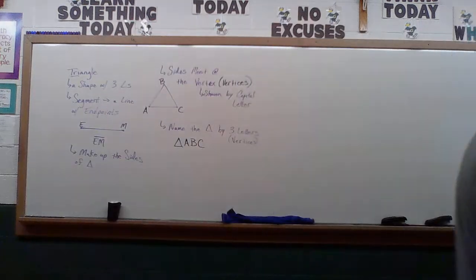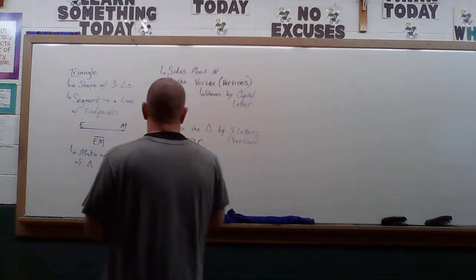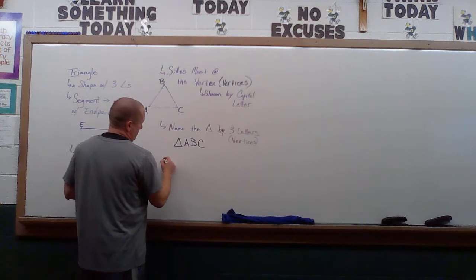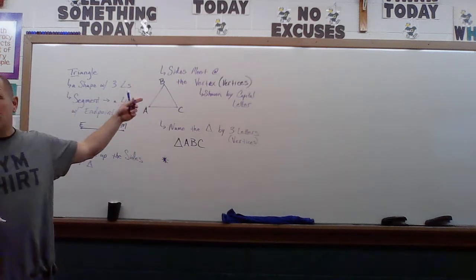Okay? So these are just kind of the basic things that we know about a triangle. And from there, then we start talking about the angles of a triangle. So this is really important. Does anybody know what the sum of all of my angles are in a triangle?